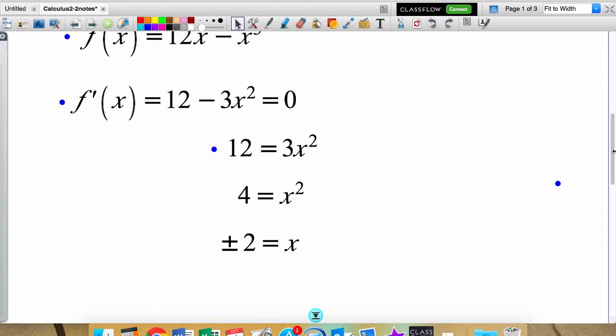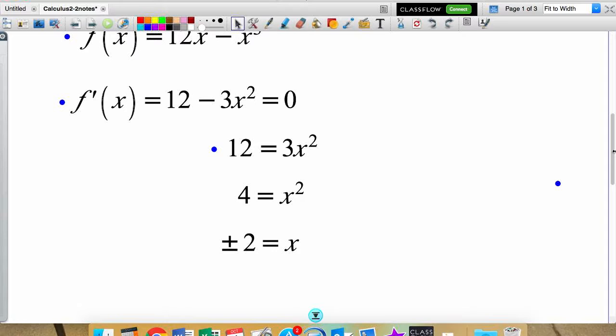Now, you may be quick to just say this is our answer, but go back and read the question. The question was, find the points on the graph of f of x equals 12x minus x cubed where the tangent line is horizontal. Note, find the points. Right now, all we have are x coordinates. If we would like the points, we have to go back and plug these x coordinates into our original function to find their y values.